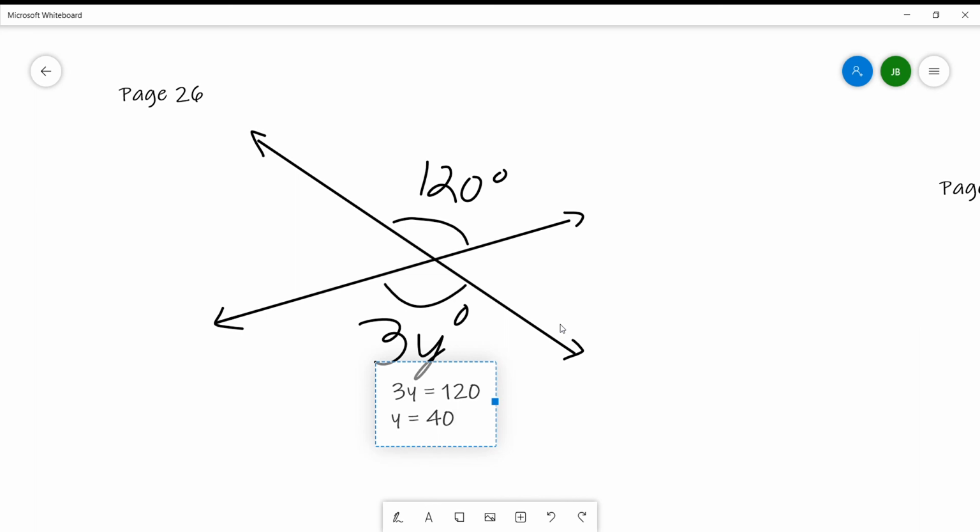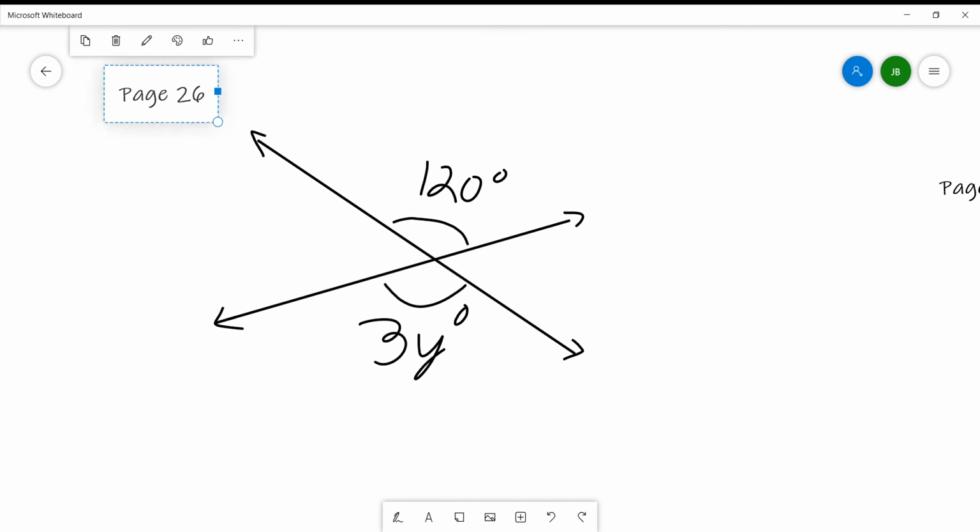Example 12 applies the reasoning to find the measure of angles formed by intersecting lines. I'll tell you what, we don't need that anymore. Plus, we are on page 27 now. So page 27 says in the diagram there are angles 1, 2, 3, and 4. Find the value of each variable if the measure of angle 1 equals 76.